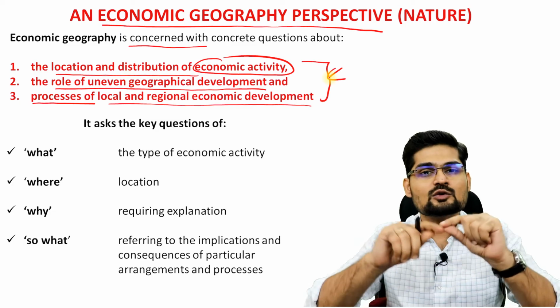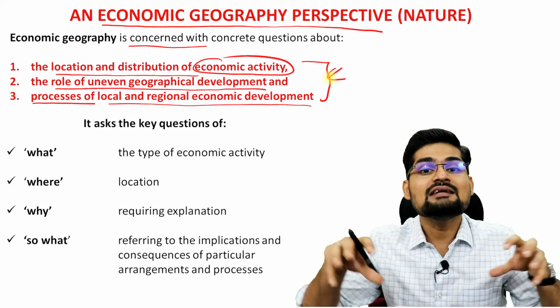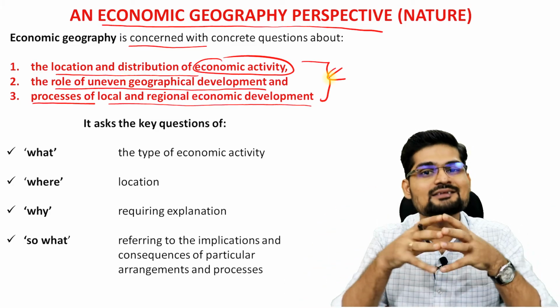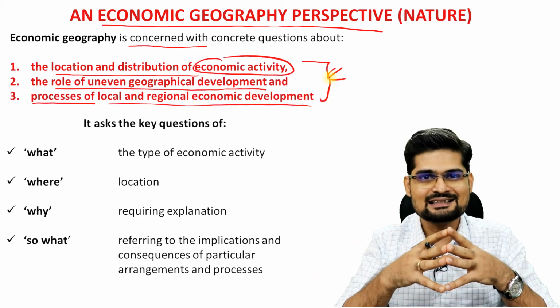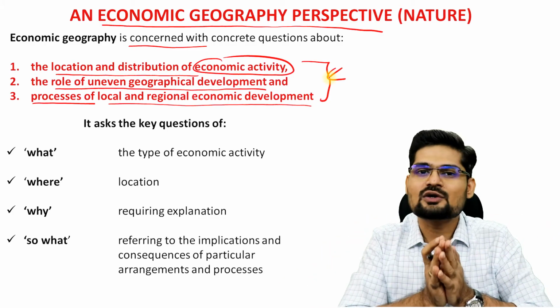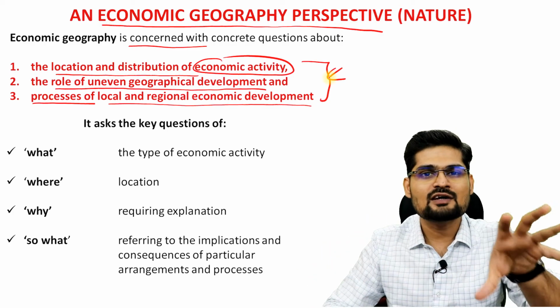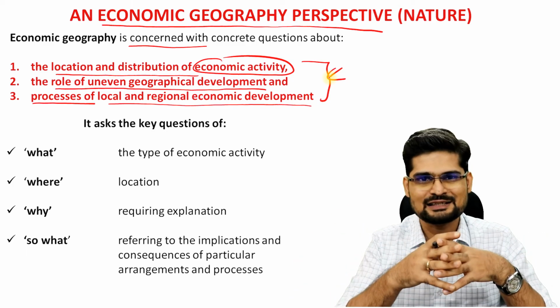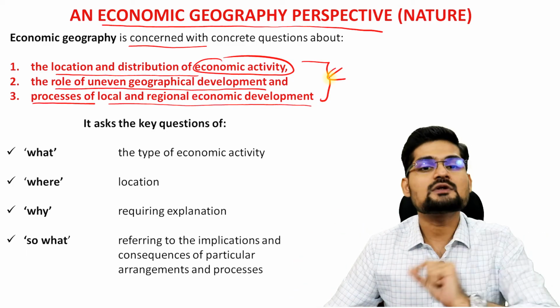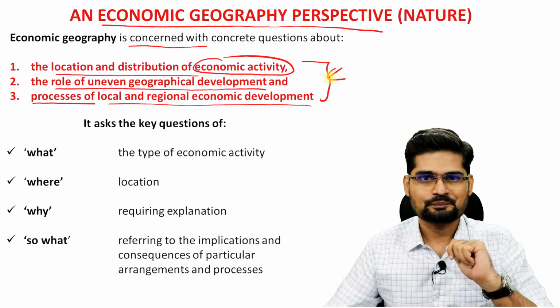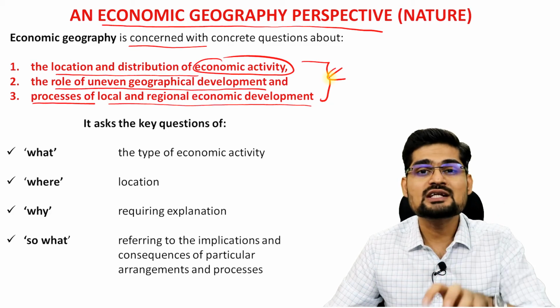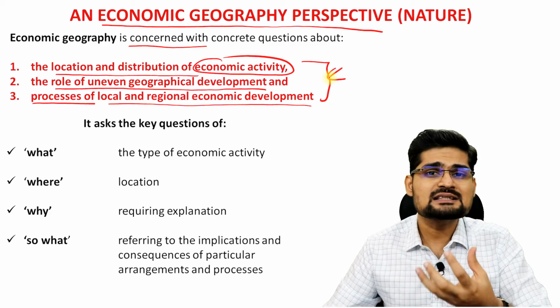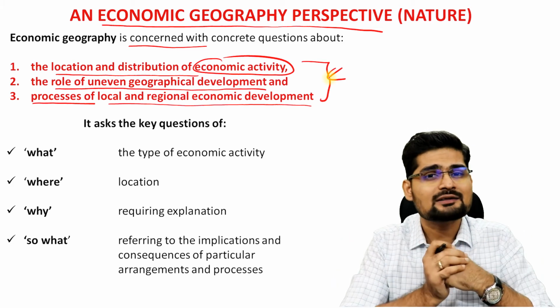Then we have the role of geography in uneven distribution, the spatial pattern of unevenness, isn't it? It's not even, as we saw on the map. It's uneven. Somewhere you have development, somewhere you have underdevelopment, isn't it? And then what is the process operating behind it, from local level to regional level to global level? What are the processes that are shaping this particular pattern on the globe?